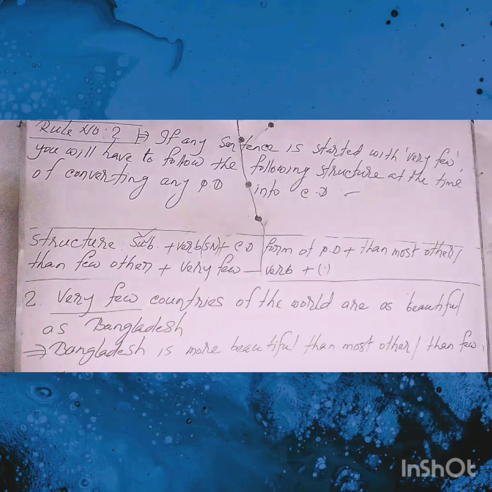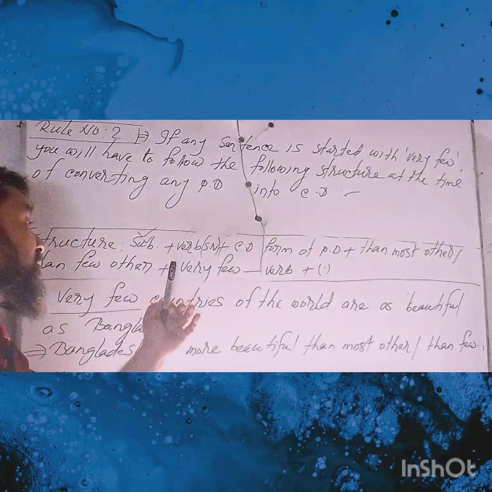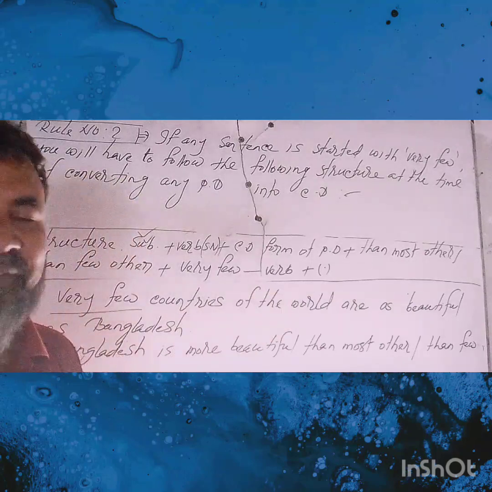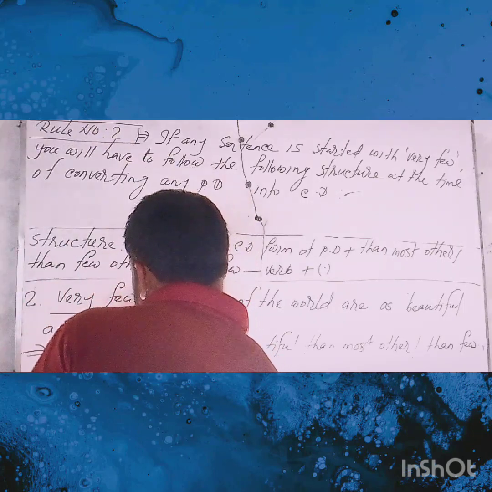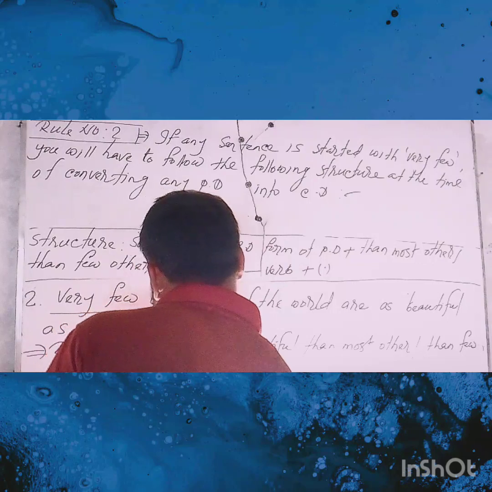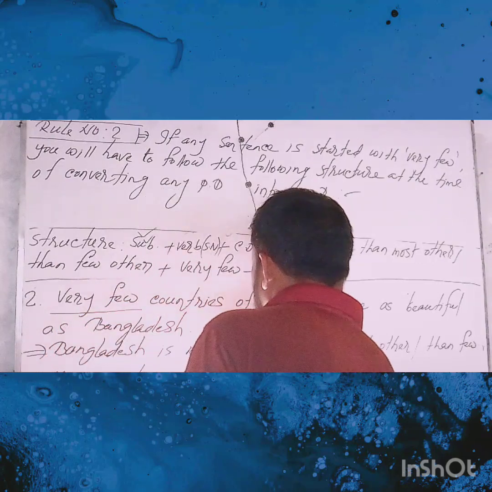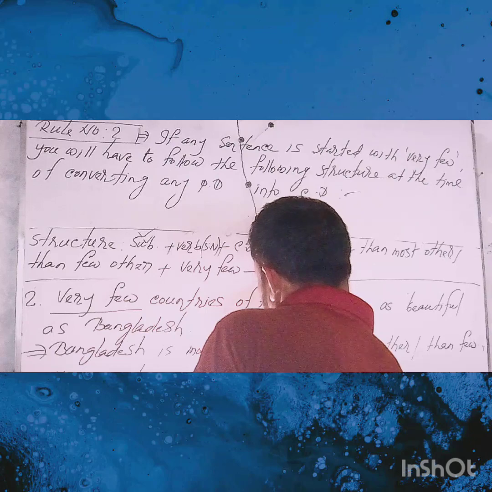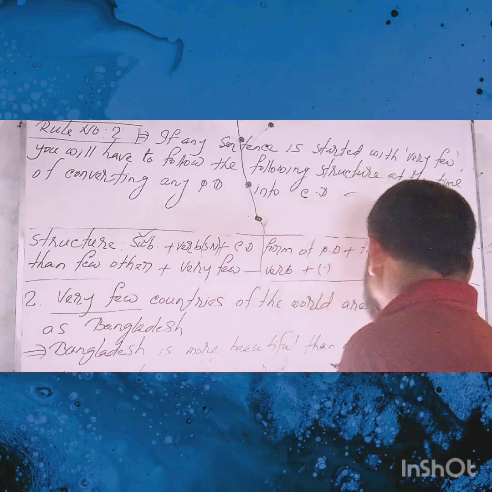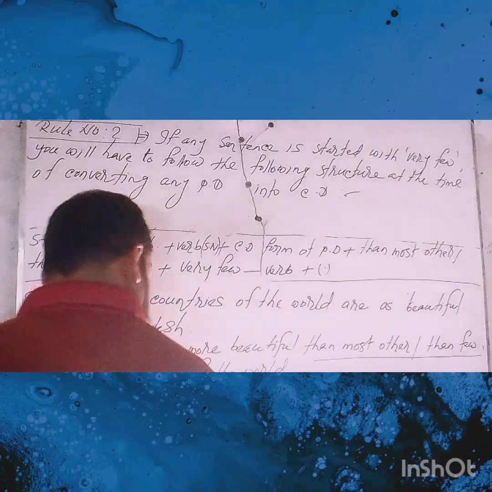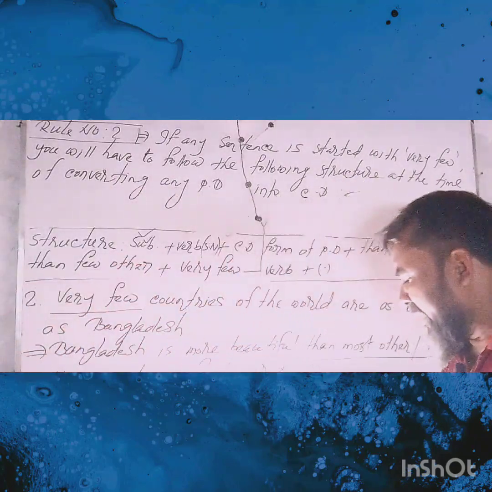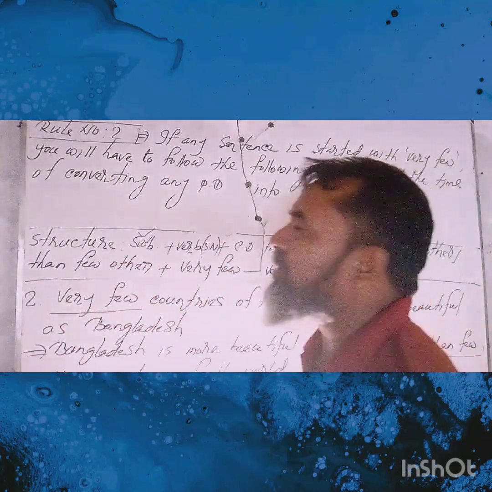Then we'll have to write down the extra portion from "very few" to the verb. Here the extra portion we can see in this statement, my dear learners, is "countries of the world". Okay, my dear learners, hope that you have understood clearly. Already we have finished rule number two.